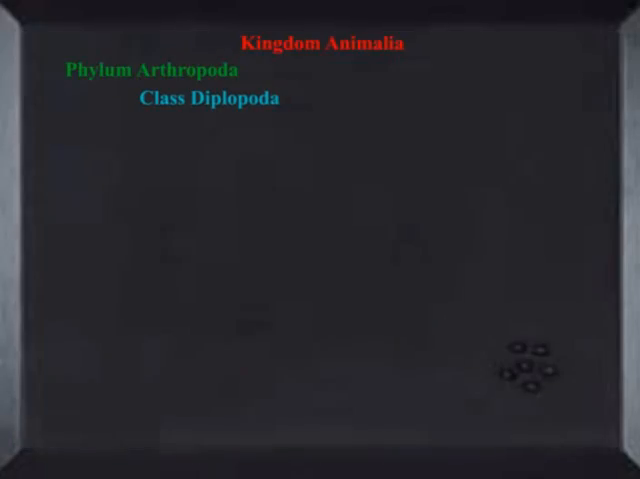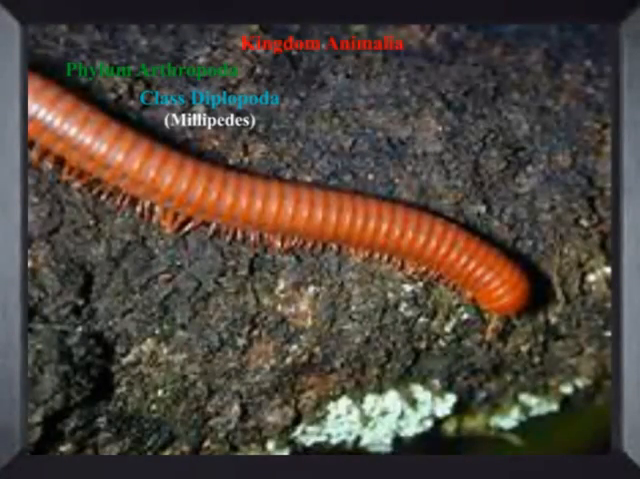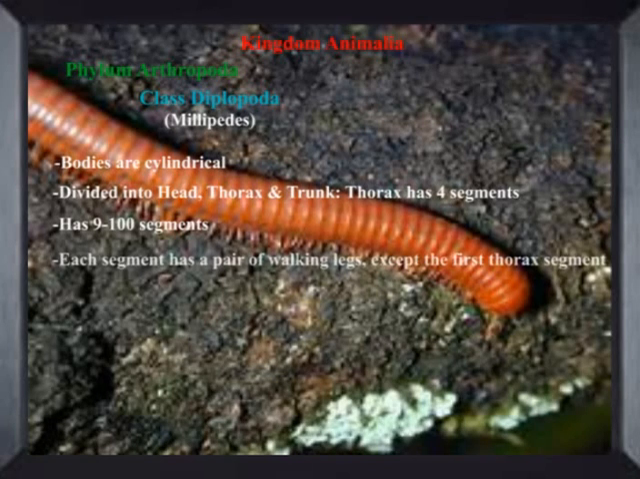Class Diplopoda. This class comprises the millipedes and has the following general characteristics. The members of this class have a cylindrical body. Diplopods have 3 body parts: the head, a short thorax consisting of 4 segments, and a body trunk. The body is divided into between 9 and 100 segments. Each segment has a pair of walking legs except the first thoracic segment.